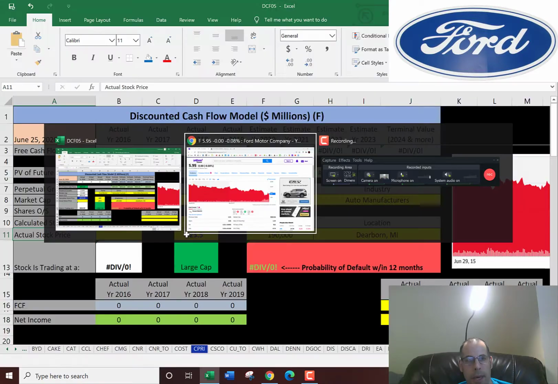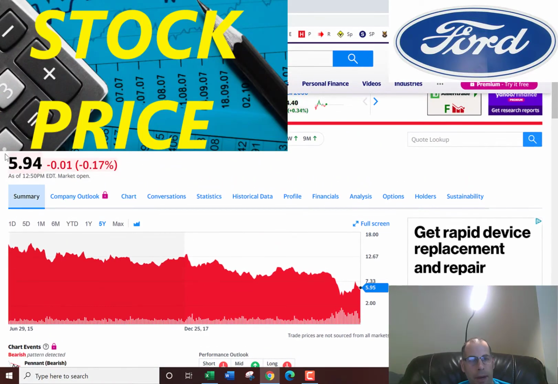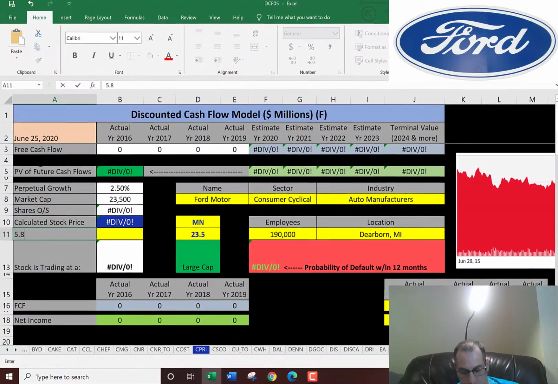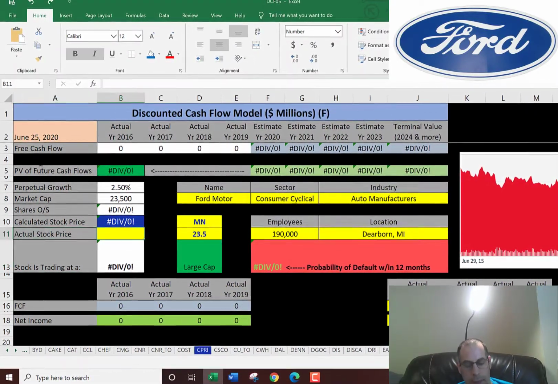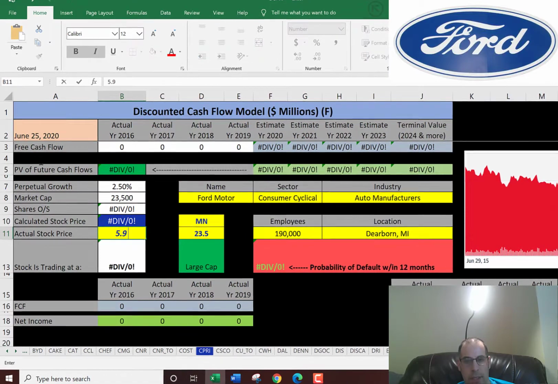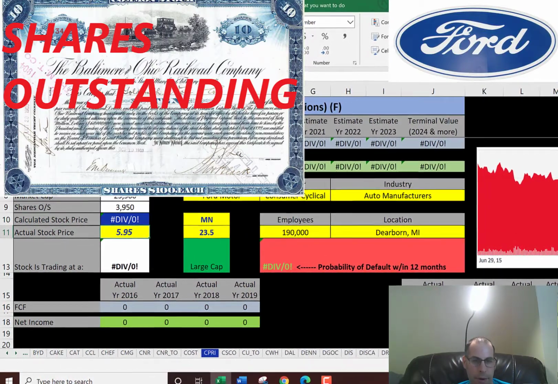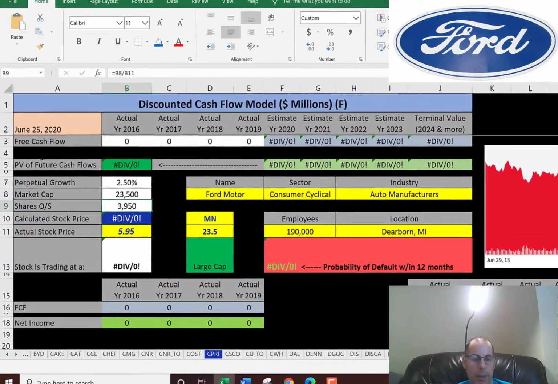That's how much the company is worth according to the stock market. And then the stock price is up here, 5.95. Now we can figure out the shares outstanding because it's just the market cap, 23.5 billion, divided by the stock price, 5.95, equals 4 billion shares outstanding.